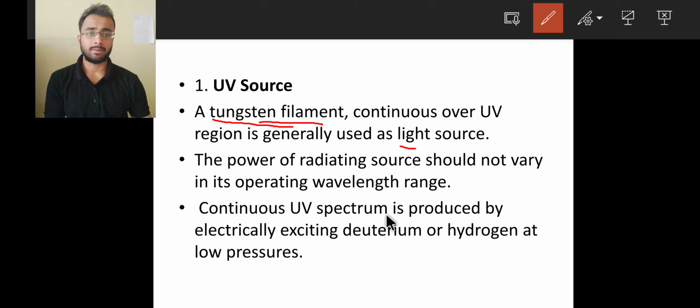Continuous UV spectrum is produced by electrically exciting deuterium or hydrogen at low pressures. How exactly will we produce our UV spectrum? By exciting deuterium or hydrogen at lower pressures. Deuterium is nothing but a form of hydrogen.